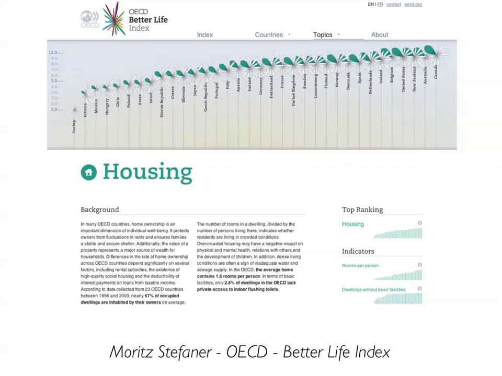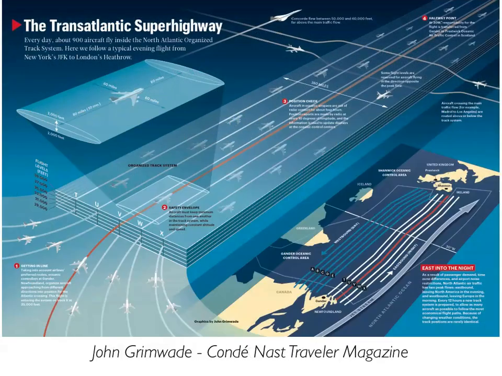Or take the work of another of the professionals showcased in that profile section of the book, John Grimwade. John is graphics director at Condé Nast Traveler magazine, and this is one of his classic infographics. It explains the busy flow of commercial flights in the North Atlantic. Notice that the graphic is dense with information, but it doesn't feel cluttered. It is another good example of how to mix beauty with high-quality visual storytelling.